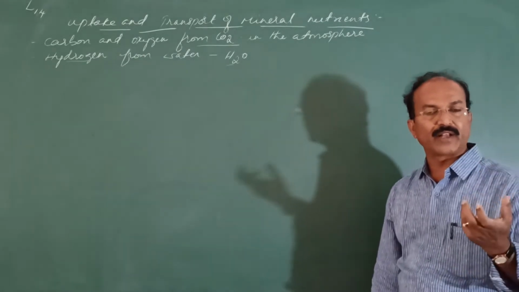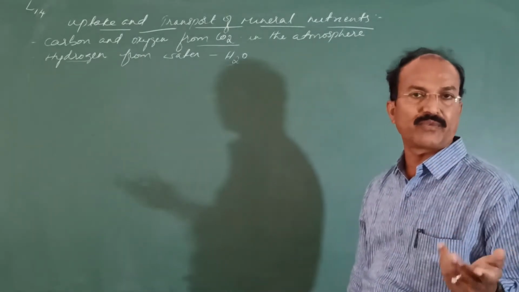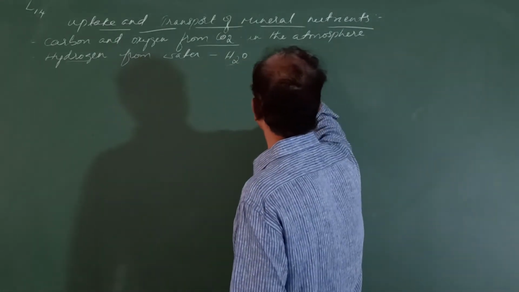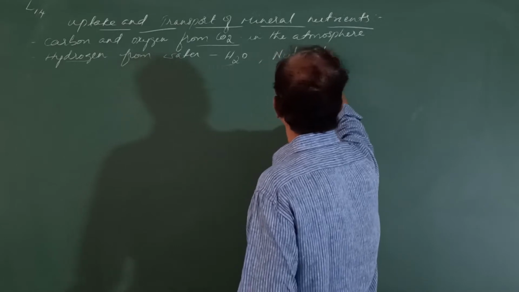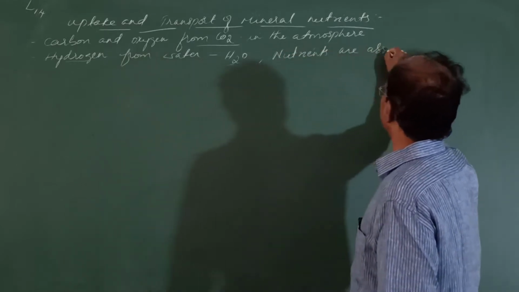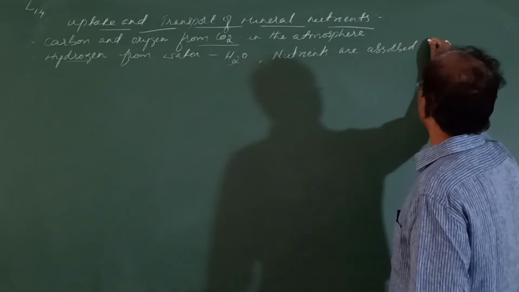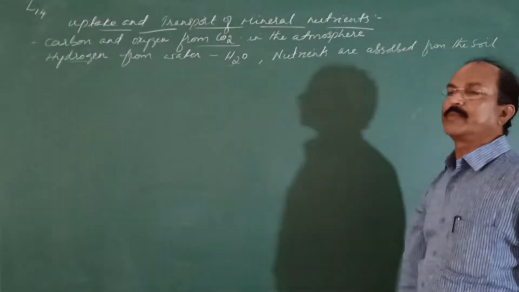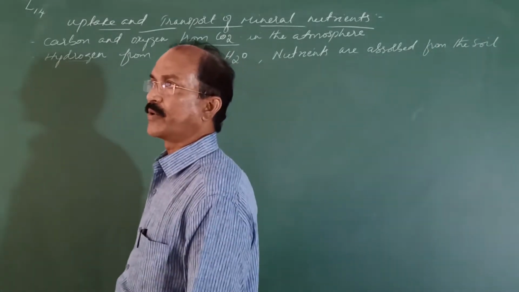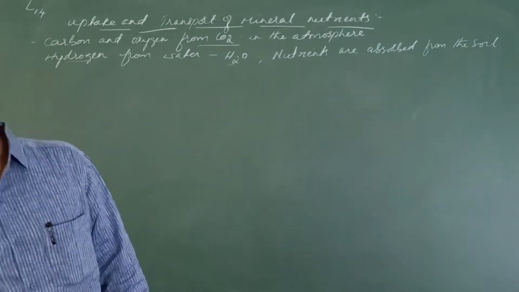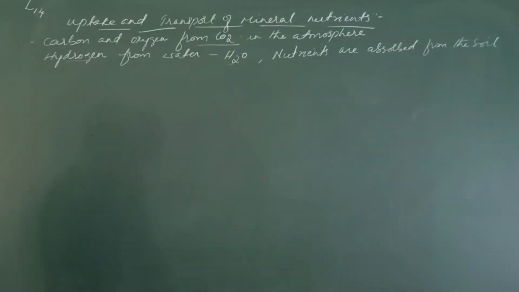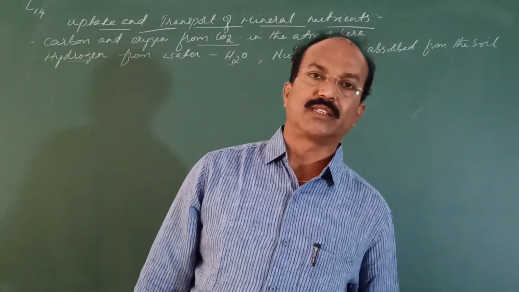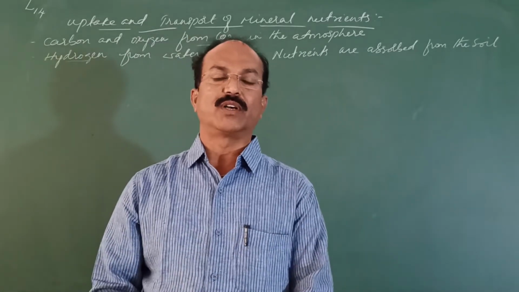And the nutrient materials are the nutrients that are required by the plant for various processes. Those nutrients are absorbed from the soil. Nutrients means there are different inorganic and organic nutrients. They are very much required for various processes, for the synthesis of food, for manufacturing of the proteins, enzymes, hormones, etc.